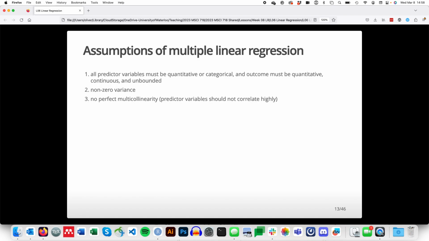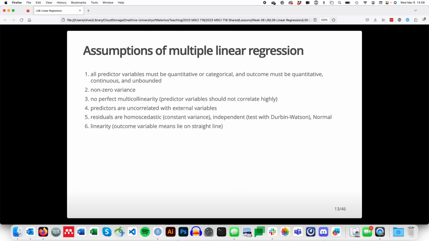No perfect multicollinearity. So the predictor variables should not correlate highly. We'll talk about that later. Predictors are uncorrelated with external variables. So I want to make sure they're in isolation. Residuals are homoscedastic, so they're constant variance, independent and normally distributed. So they're IIDs, independent, identically distributed variables. Linearity, outcome is actually lying on a straight line. So, I lied, there's only 6. My apologies. Which of these do we meet?